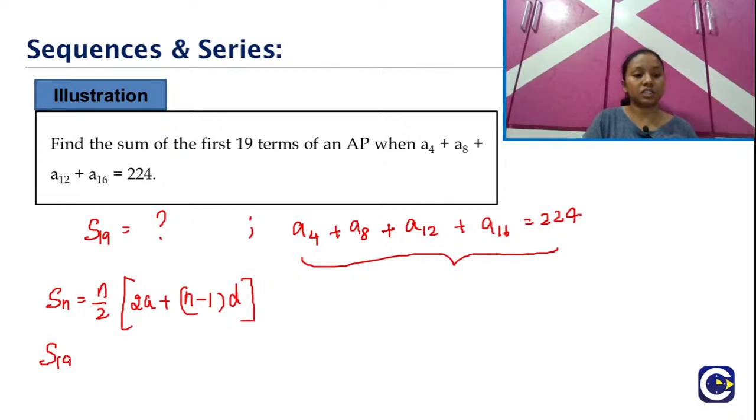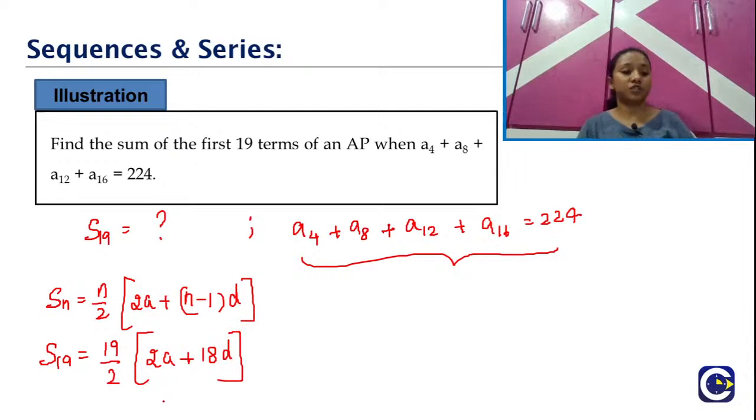As we have to find S19, this is given by 19 by 2, 2a plus 19 minus 1, that is 18d. So this is the term whose value we have to find. So let's try to expand this given condition. Try and write in terms of a and d for the 4th term, 8th term, 12th term as well as the 16th term of the given AP. If you require more time to solve this question, please let me know in the comment section.